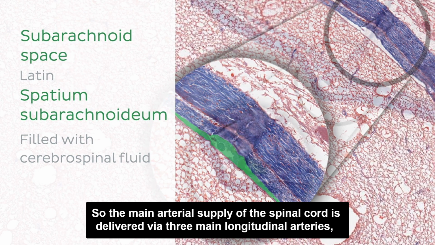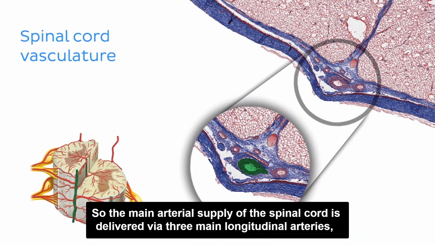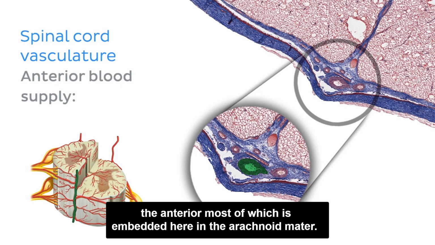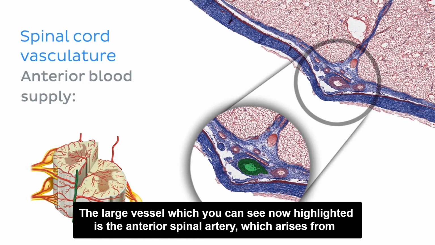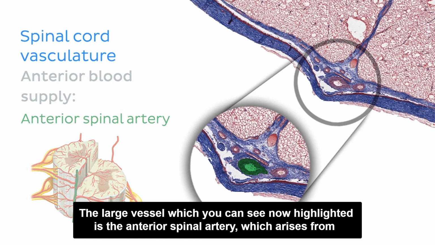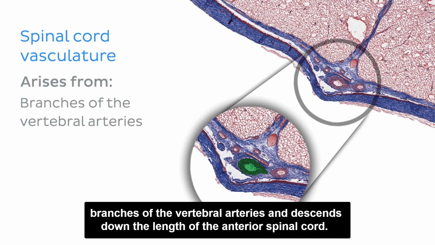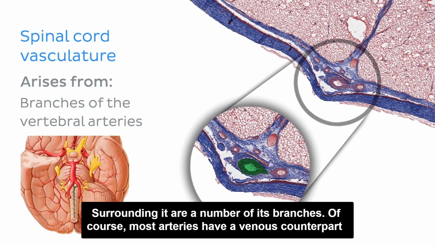So, the main arterial supply of the spinal cord is delivered via 3 main longitudinal arteries, the anterior-most of which is embedded here in the arachnoid mater. The large vessel which you can see now highlighted is the anterior spinal artery, which arises from branches of the vertebral arteries and descends down the length of the anterior spinal cord. Surrounding it are a number of its branches.